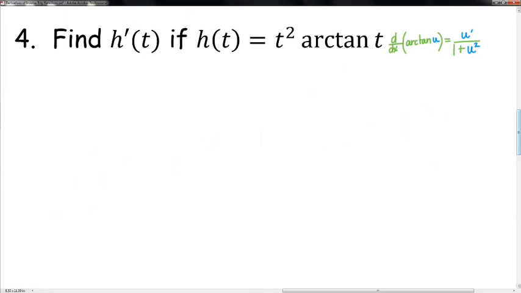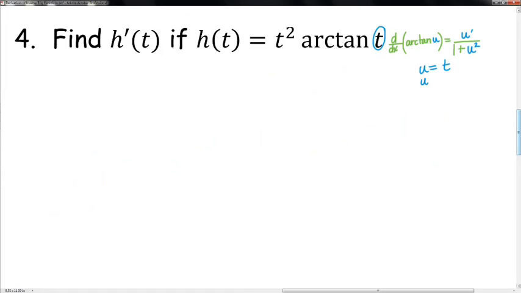Number 4, find h prime of t if h of t is equal to t squared times arctangent of t. And again, right next to it, I gave you the rule for the derivative of arctangent of u. And so let's go ahead and find out this arctangent part first. And so its derivative, if u is going to be right after that t, that's my u. So u is equal to t.